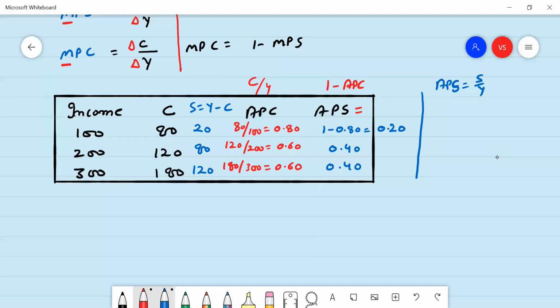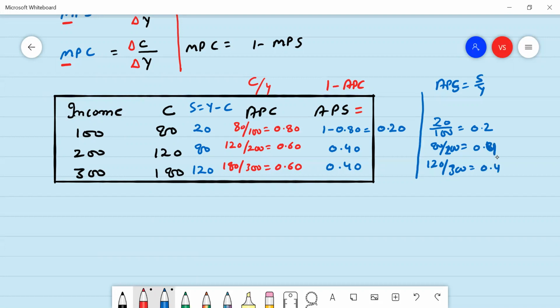Now another one, APS. 80-20. So S upon Y here is 20 upon 100, 0.2. Likewise 80 upon 100 is 0.8. And here 120 upon, sorry, 200 was there, and here 300, and it will be 0.4, and this is again 0.4.